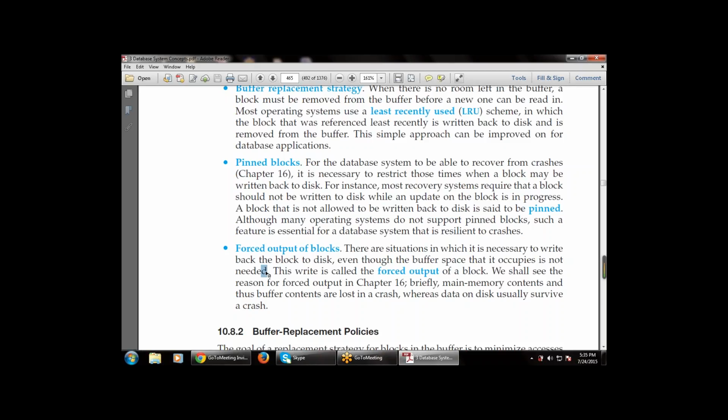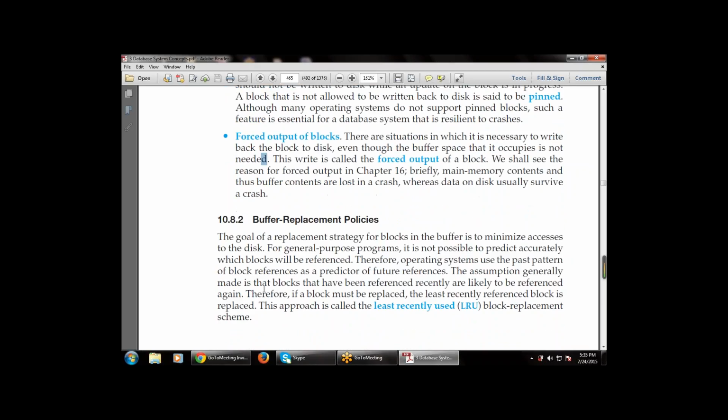Now next is the buffer replacement policies, that is, what are the various policies to replace the buffer so that one buffer cannot be used with another buffer. The main goal of the replacement policies is to minimize the accesses to the disk. If I want to minimize the various accesses to a disk, that will be done by the buffer replacement policy. So the goal of our replacement strategies in the buffer is to minimize accesses to the disk.